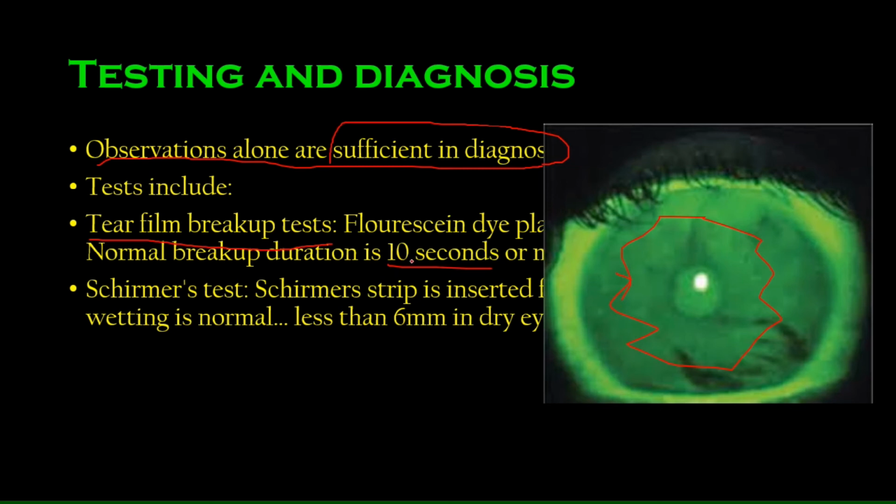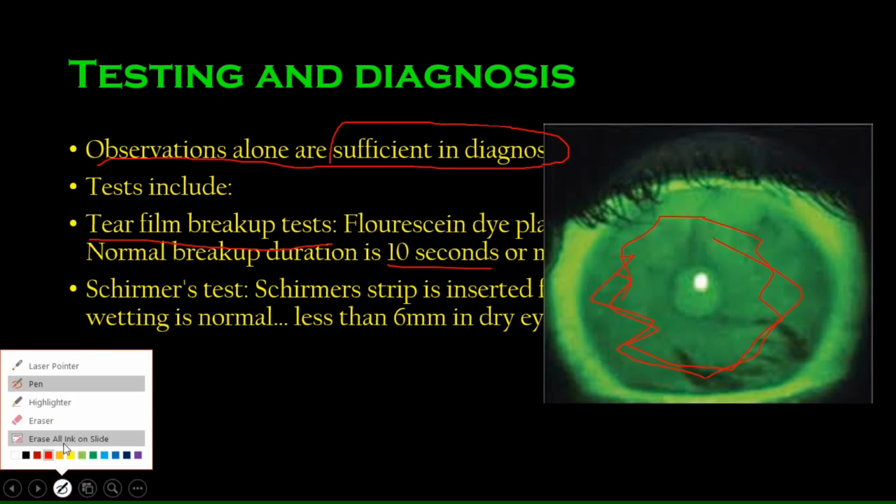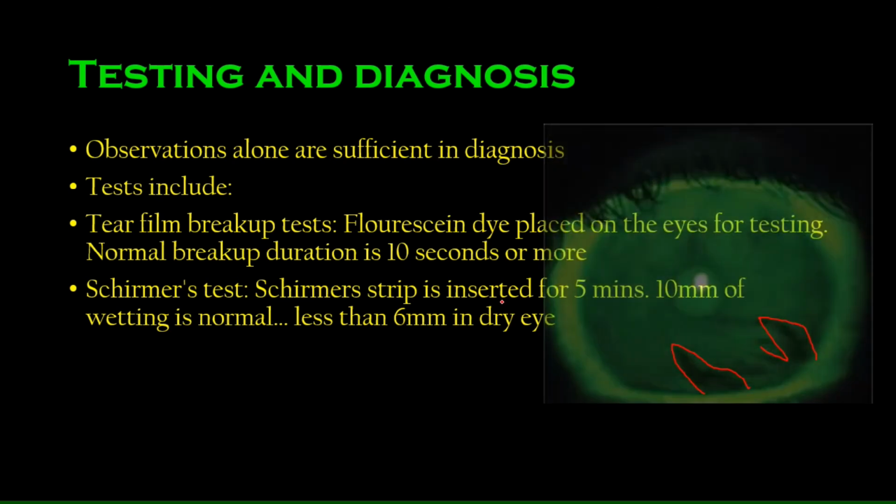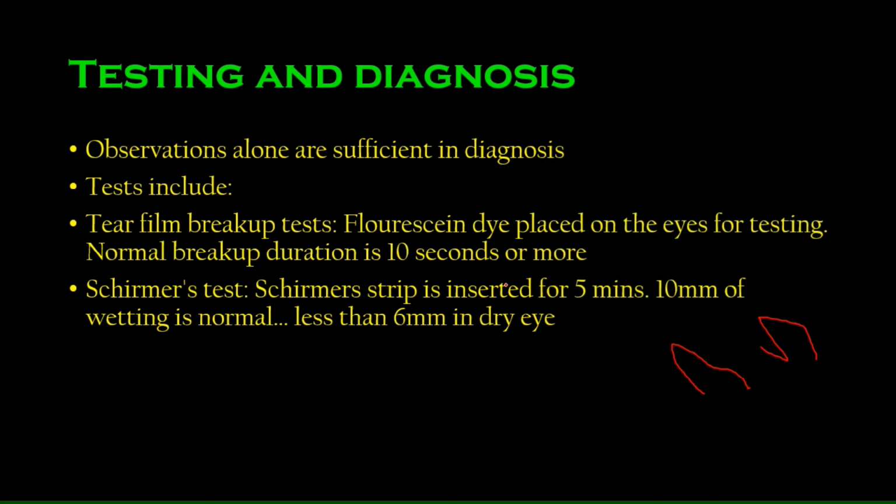So if they keep their eye open for 10 seconds and the tear film is still intact, the guy is normal, right? But if the guy is suffering from tear film instability, for example in dry eye, before 10 seconds are over, you will see these little breaks, these little tears inside the tear film. And this will give us a confirmation that this guy has a problem in sustaining or making their tear film.